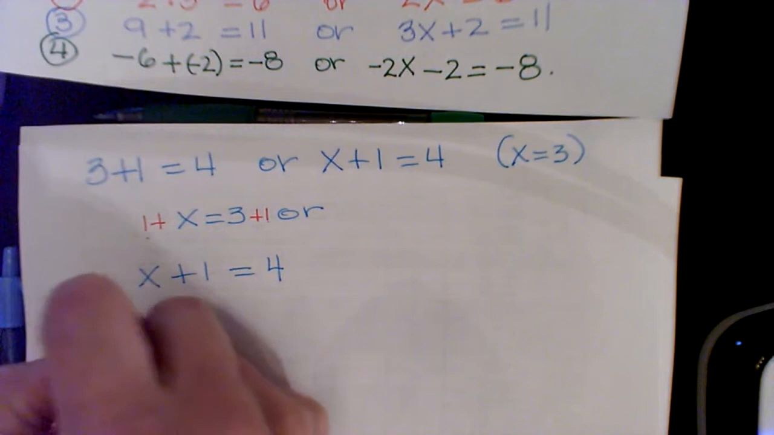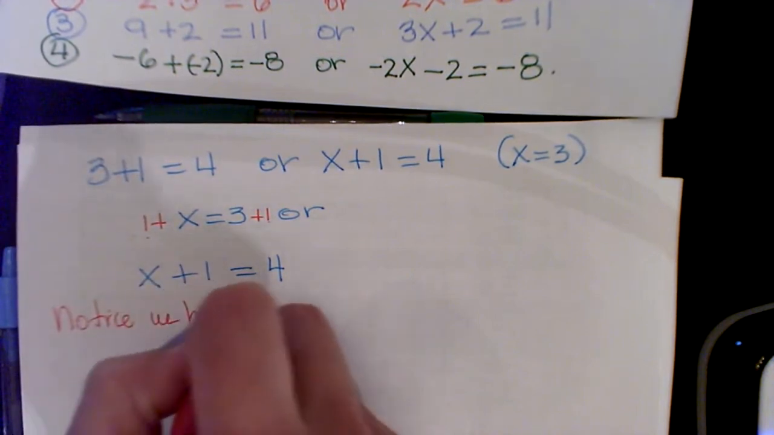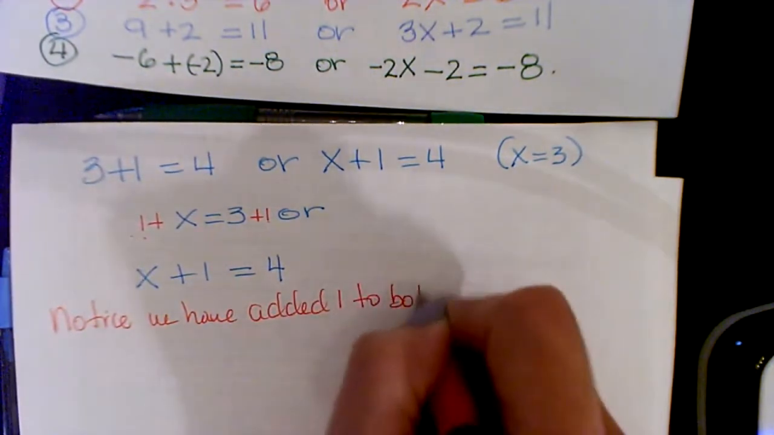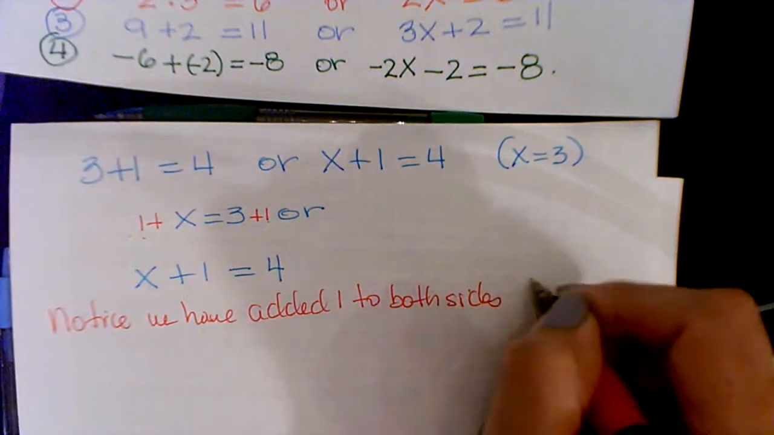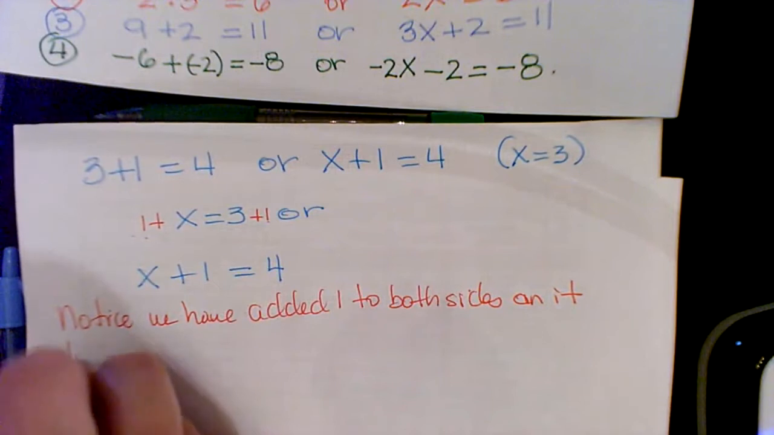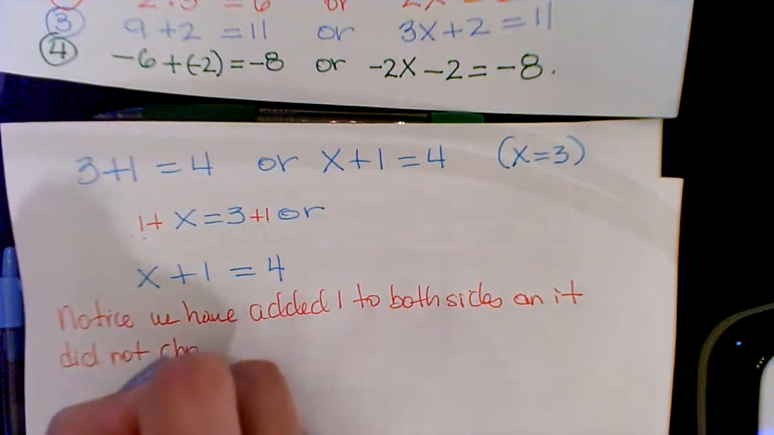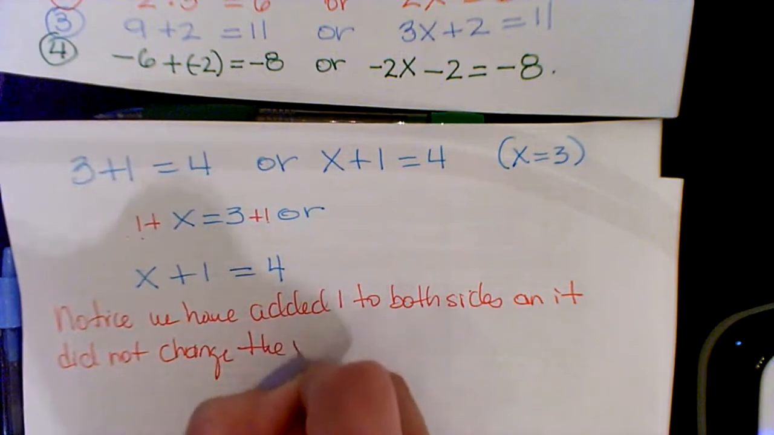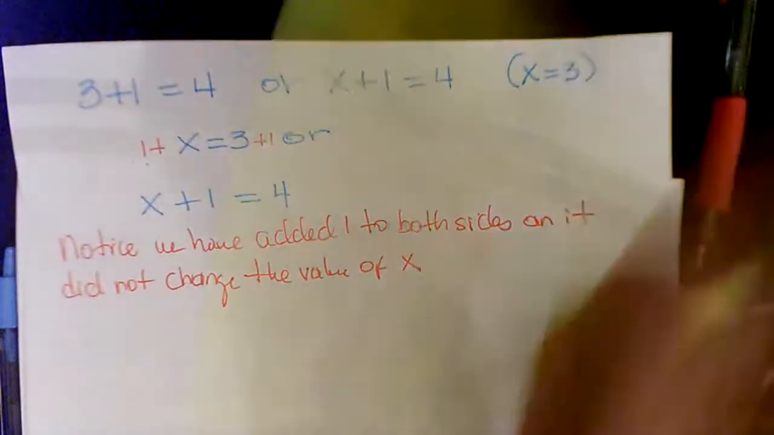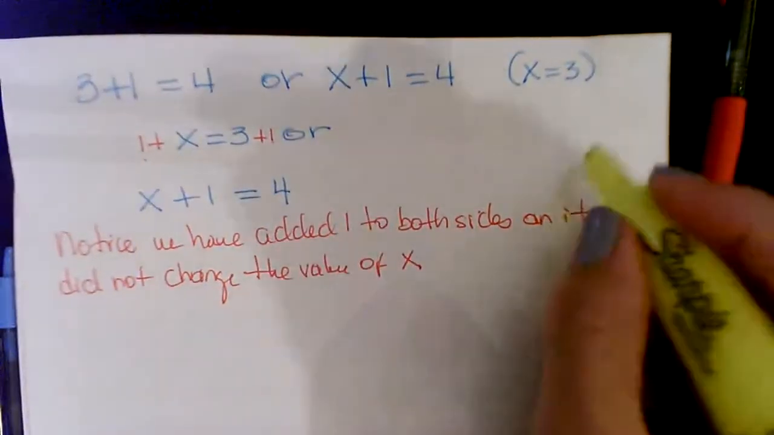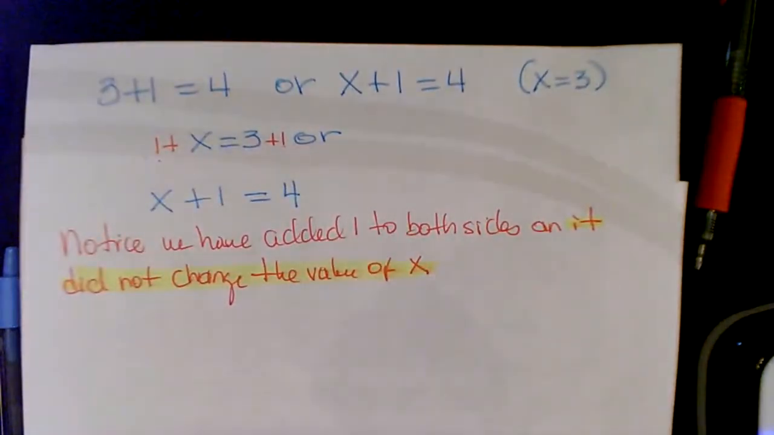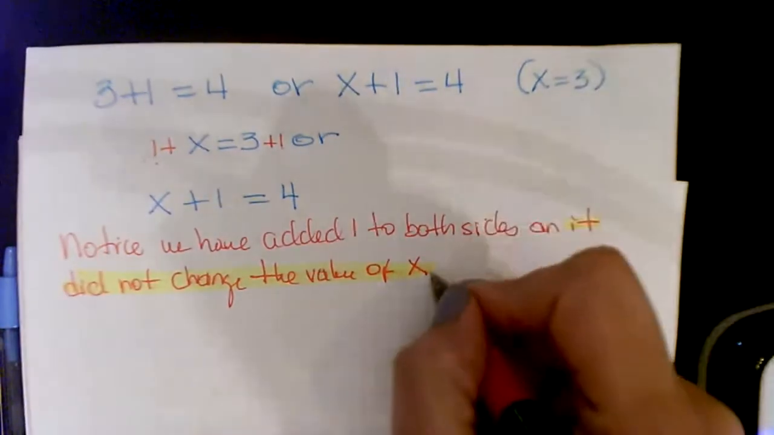So notice, we have added 1 to both sides, and it did not change the value of x. Okay, let me put it. This part is very important. It did not change the value of x. The value of x is still 3.